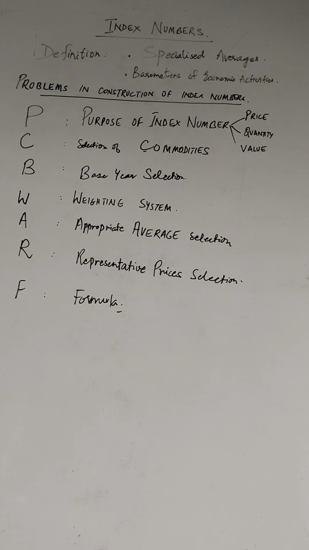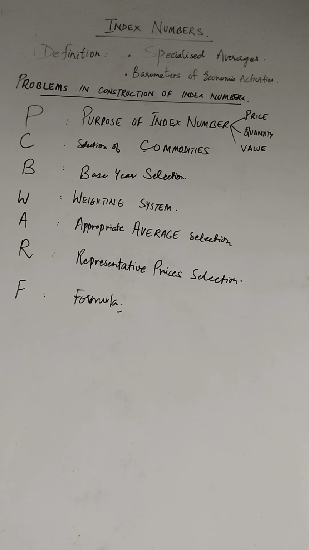For example, commodities must be representative. Commodities should be easily recognized. Commodities must be popular. Commodities must satisfy the criterion of comparability. So this is very important. Again, commodities should be relevant. They should be representative of the taste, habits, and customs of the people for whom the index is constructed.